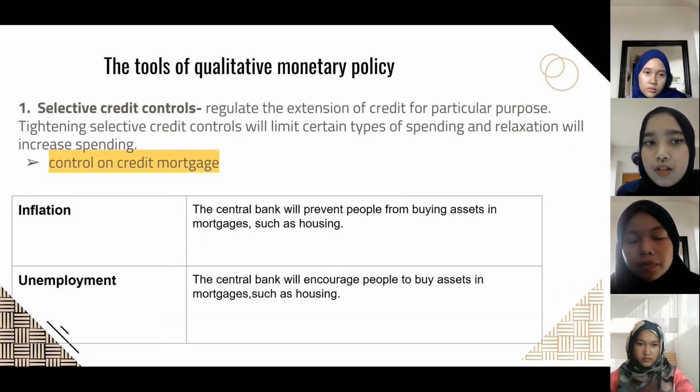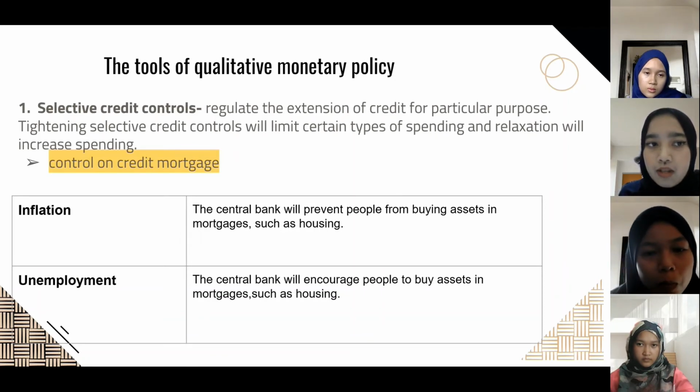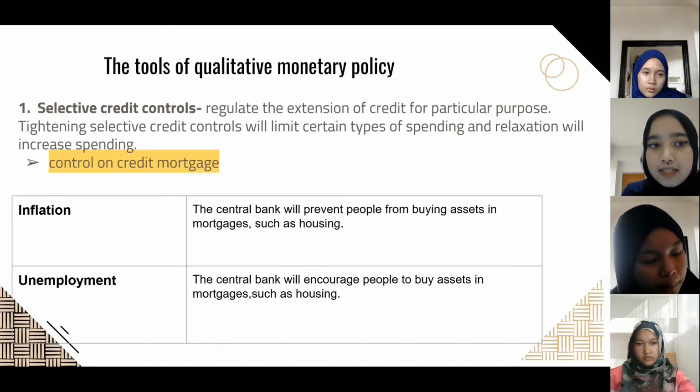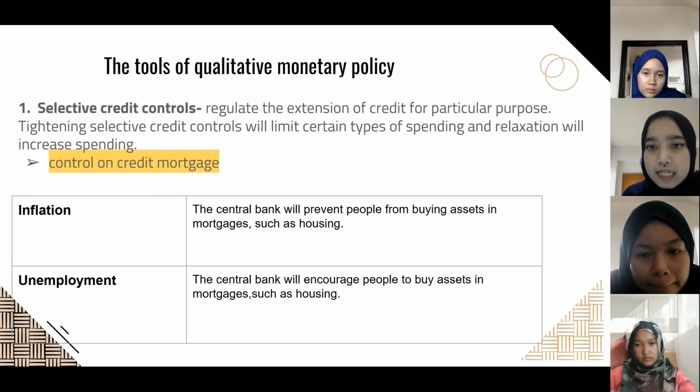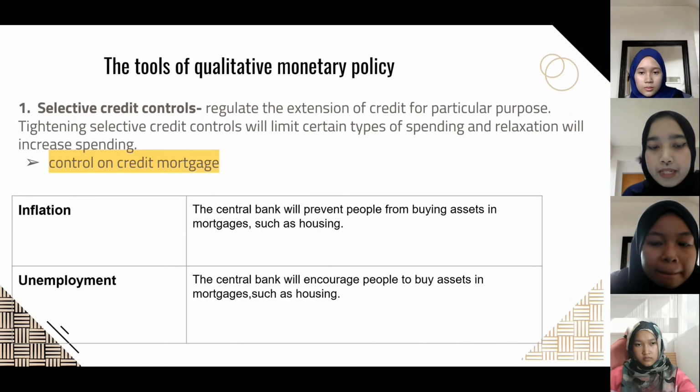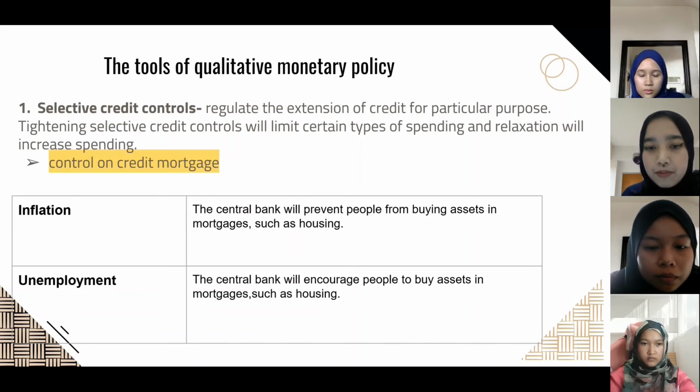Next, the tools of qualitative monetary policy. First, selective credit controls. They regulate the extension of credit for particular purposes. Tightening selective credit controls will limit certain types of spending, and relaxation will increase spending. Control on credit mortgage. Inflation: the central bank will prevent people from buying assets on mortgage such as housing. Unemployment: the central bank will encourage people to buy assets on mortgage such as housing.